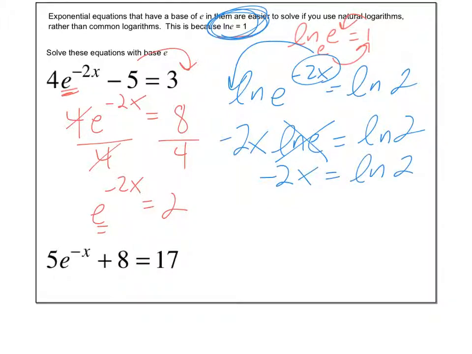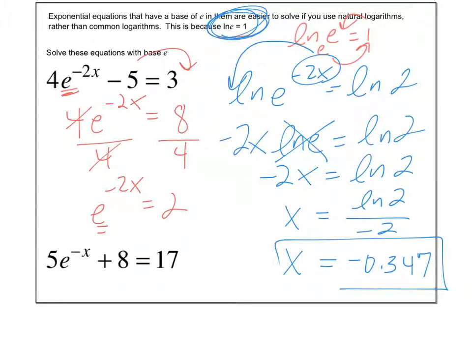Going back up to here. With your calculators, you will say the natural log of 2 divided by negative 2. And let's see what we get. The natural log of 2, and divide that by negative 2. You should get approximately negative 0.347. Okay, go ahead and try the next one.